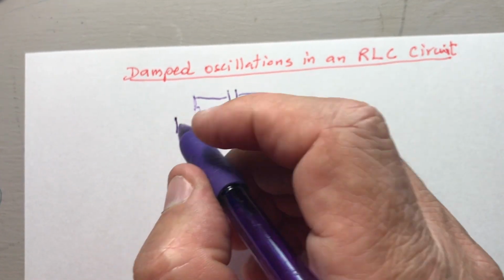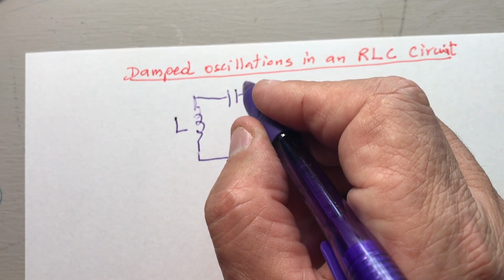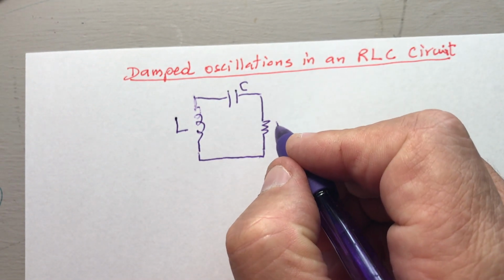This is the inductor L. This is the capacitor C. And this is the resistor R.